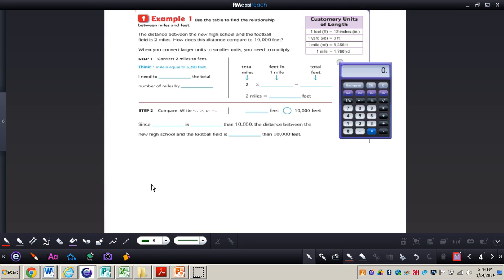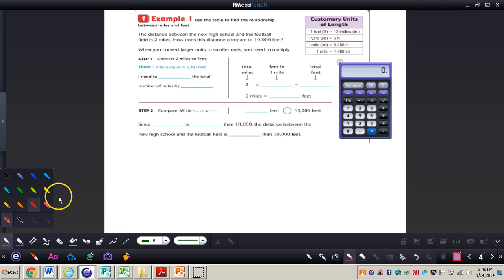Okay, so once again, we're trying to figure out the problem. The distance between the new high school and the football field is 2 miles. How does this distance compare to 10,000 feet? So first of all, we're going to take a couple steps to solve this problem. It says step 1, what we're going to do on page 406, we're going to convert 2 miles to feet.